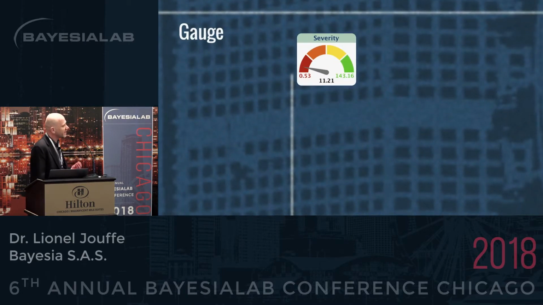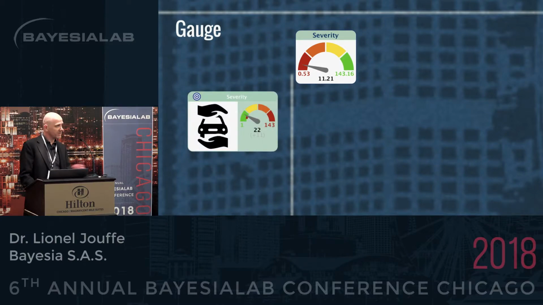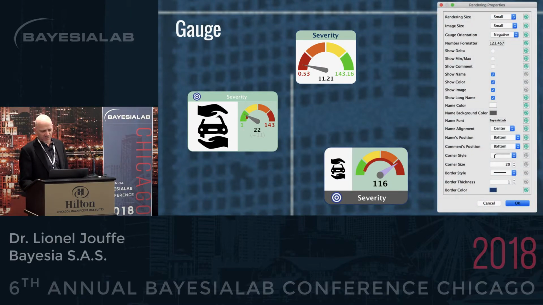The second dynamic one is what we call a gauge, right? So obviously it's better to use that when you have a numerical variable, right? So here you have an example of a positive gauge. This one is a negative one. You can choose where is the red, where is the green, associate images. And you can also set numerical evidence with that. So you can really click here and choose the value you want to set, right? And same thing for the rendering properties.